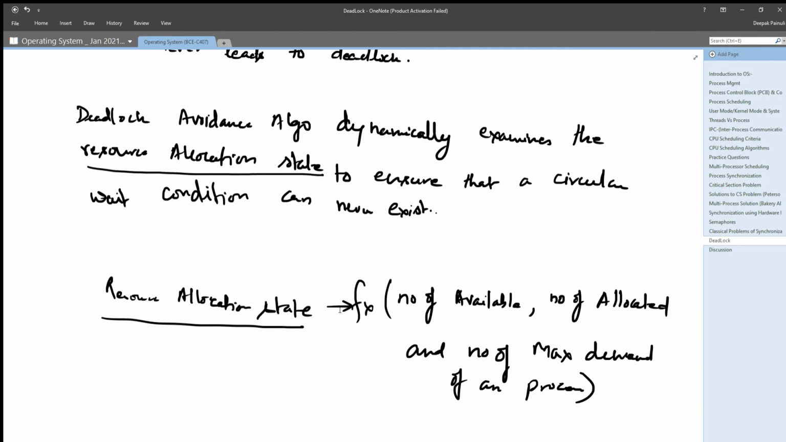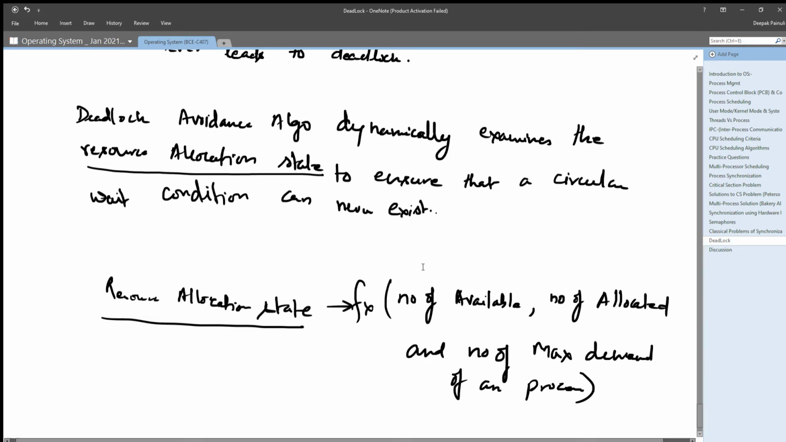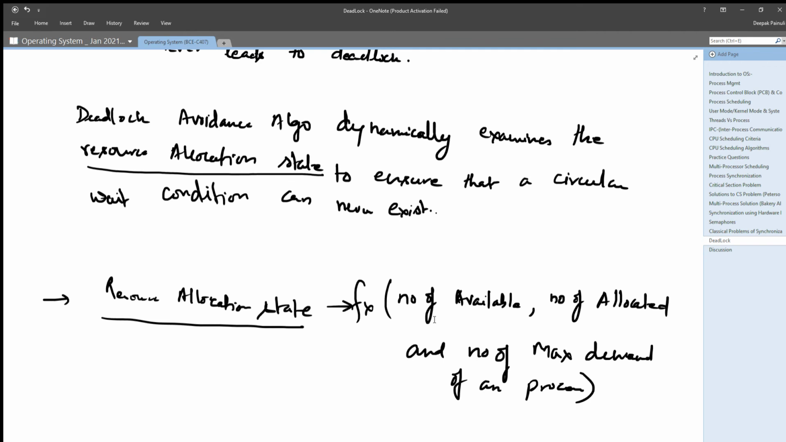number of available and number of allocated and the maximum demand of a process. We are making a track record of this by using resource allocation state. In other words, it is something like a data structure where we are simply managing this information. These are the resource allocation state table, right? It consists of the number of available resources, number of allocated resources, and the maximum demand of the process. So why are we doing that?